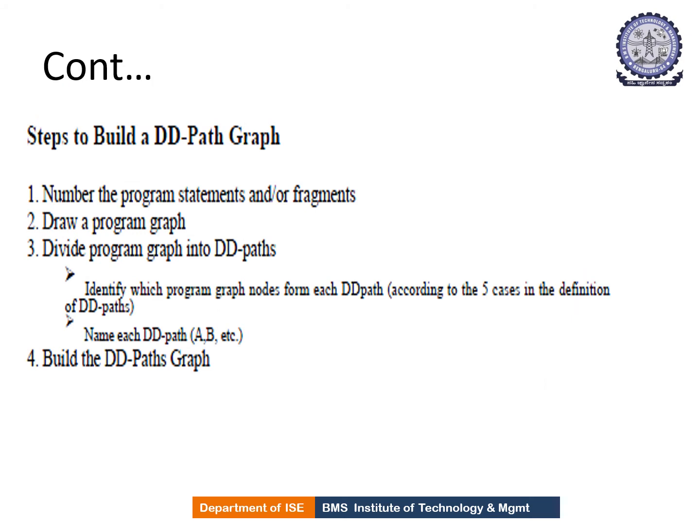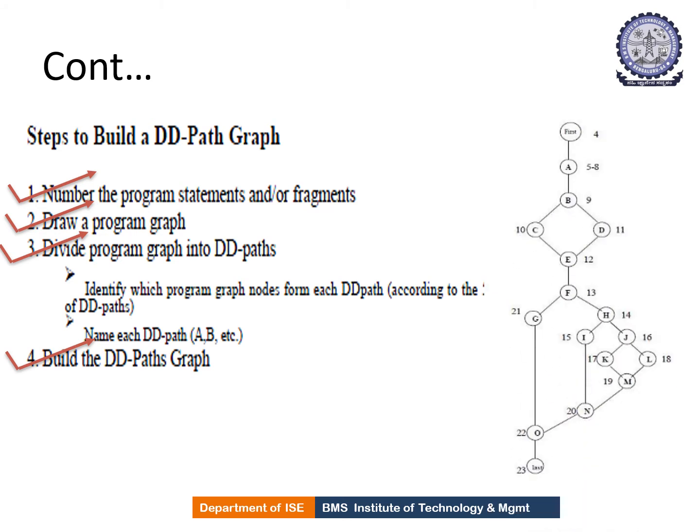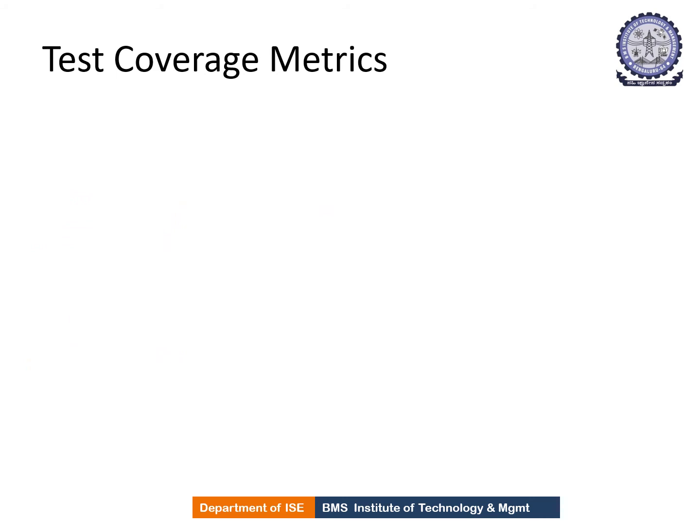Now, the steps to build a DD path graph: take the program statements, or sets of statements or fragments, draw a program flow graph, then divide the program graph into different DD paths using the 5 cases and build the DD path graph. So this is how we have built the DD path graph for the given triangle problem statement. Any doubts still here? I don't think so, because everything is clear. Now let's move on to test coverage metrics.